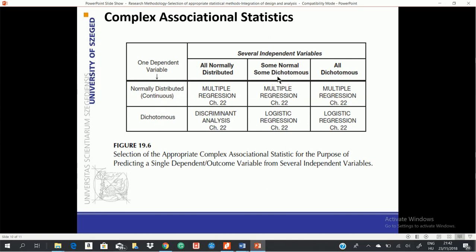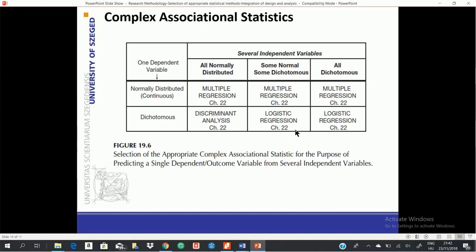But if some are normal or some dichotomous, I mean it's not fully normally distributed, you can do multiple regression as well. For dichotomies, you can do logistic regression. For all dichotomous, I mean several independent variables all dichotomous, and one dependent variable that is continuous, you can do multiple regression. And if all the independent variables are dichotomous and the one dependent variable is dichotomous as well, you can do logistic regression.